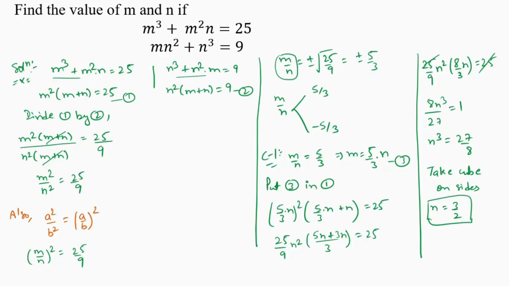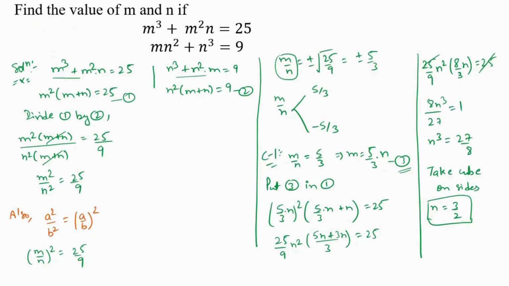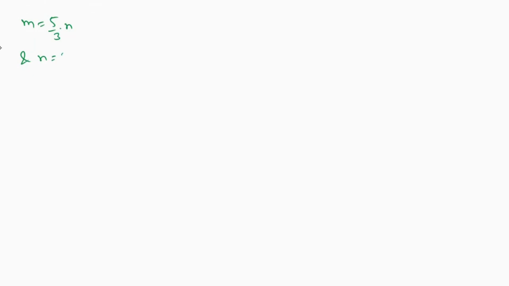Now put this value n equals 3 by 2 in equation 3. So we get the value of m. So we have m equals 5 by 3 times n, and we have found the value of n equals 3 by 2. So on substituting the value of n, m equals 5 by 3 times 3 by 2. 3 and 3 cancel out and we get m equals 5 by 2.